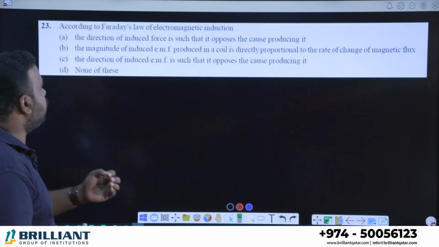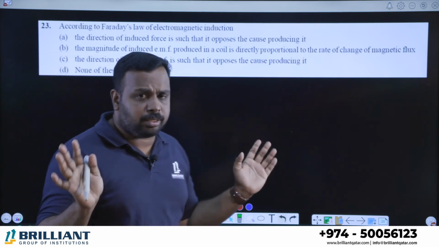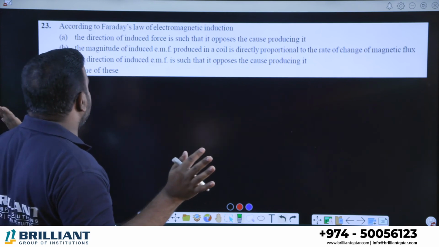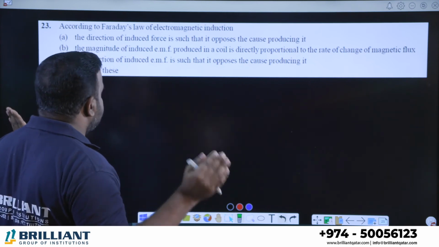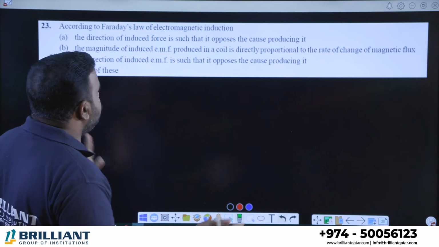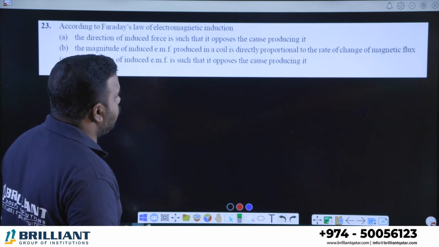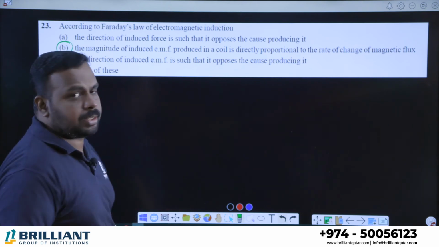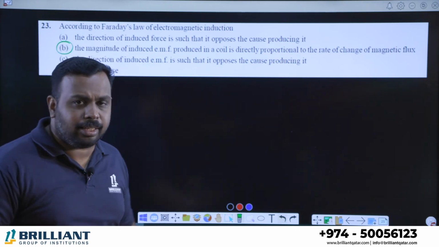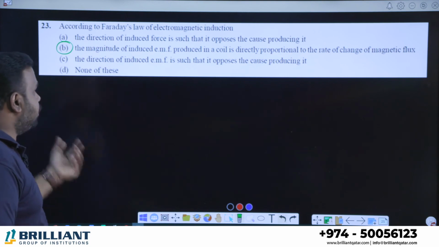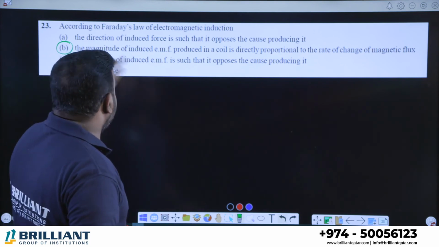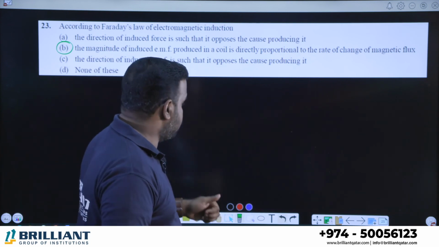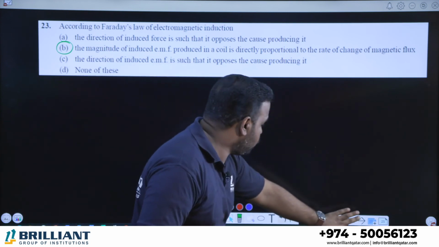According to Faraday's law of electromagnetic induction. Direct question. The statement only they are asking. State Faraday's law of electromagnetic induction. As per Faraday's second law, you know that the magnitude of induced EMF is directly proportional to the rate of change of magnetic flux, right? Very simple question. Like that, they can ask other laws as well. Look at the first one. Option A is actually Lenz's law, right? So please don't be confused. This is Faraday's law of electromagnetic induction. So I think I can go to the next.